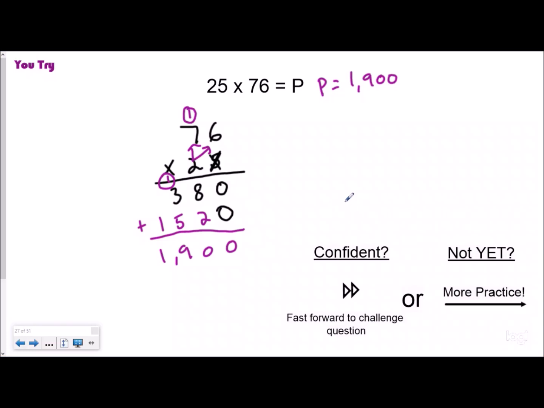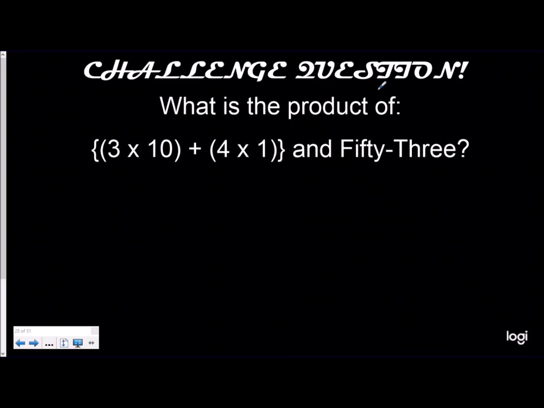So if you're feeling confident you got it right, or if you're not there yet, we still have one more practice problem, which is actually our challenge question. So let's go ahead and take a look at it, and everybody's going to try this. Here's our challenge problem. What is the product of this number in super expanded form and this number in word form? So the first thing we need to do is figure out what number this is and what number this would be. And then you can use your standard algorithm to multiply them together. So go ahead and pause it, try to figure this out, and then we can check it.